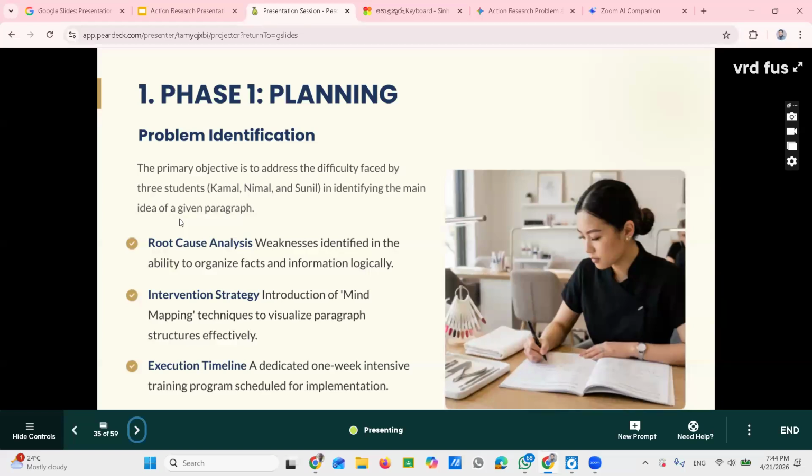Right, now you want to plan it. How are you going to solve this problem? The intervention strategy. You want to plan this intervention strategy here: introduce the mind mapping technique to visualize paragraph structure effectively. What the teacher is going to do is use the mind map. A mind map is a type of diagram that organizes the related facts logically.